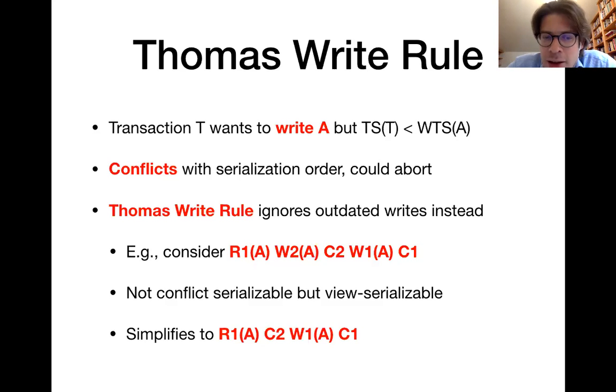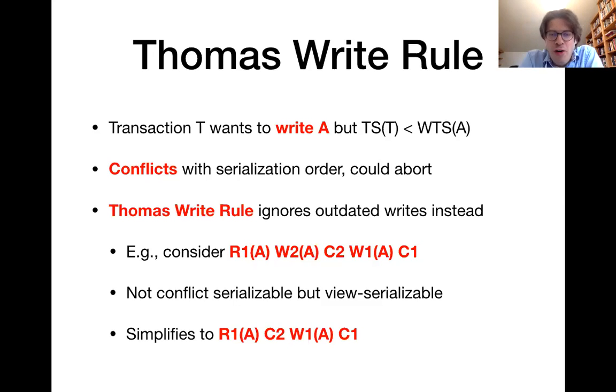So essentially, if you consider it from the perspective of the schedules that it allows, if you look, for instance, at this first schedule here marked up in red, I have a read of object A by transaction 1, followed by a write by transaction 2 on the same object, then transaction 2 commits, and now I have still a write of transaction 1 on object A.